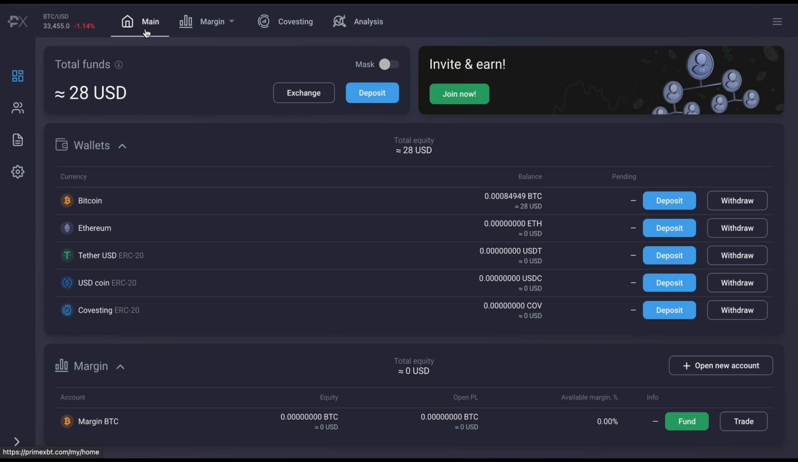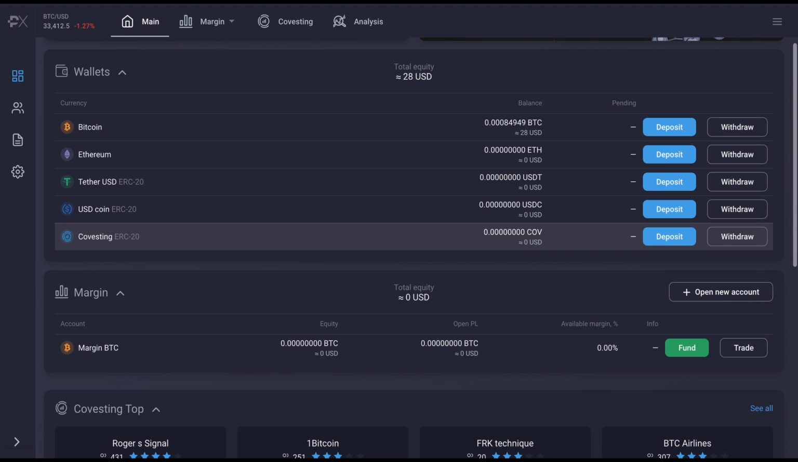But I'll be giving you guys a full walkthrough of how to use this platform, why it's such a powerful platform, and why it's so different from platforms like Bybit and FTX or even Binance. So first of all, you can see here we have the homepage, and you're able to see your wallet balance, and you have a number of different currencies available, one being Bitcoin, Ethereum, and then the stable coins, as well as the CoVesting, but we'll go over that a bit later in detail.